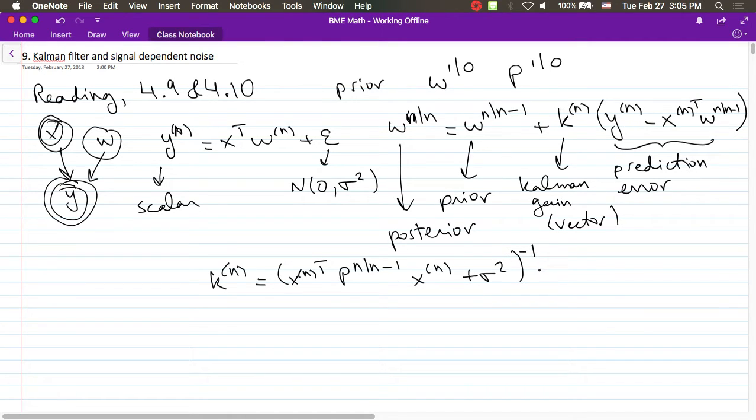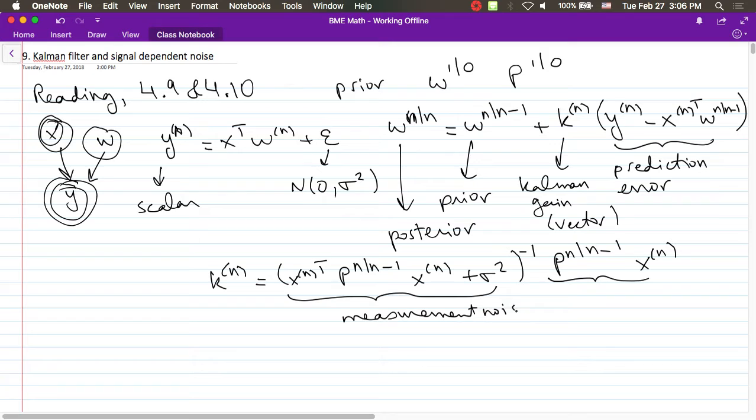I put a minus 1 on it because I want to weigh my uncertainty about my estimate, which is my prior uncertainty, times x of n. So this equation, the Kalman gain, is a ratio between my uncertainty about the parameter that I'm trying to estimate, p, and the measurement noise. It's saying take whatever prediction error you have, and weigh it by the ratio between the uncertainty about your estimate and the measurement noise. Okay, so that's my Kalman gain.